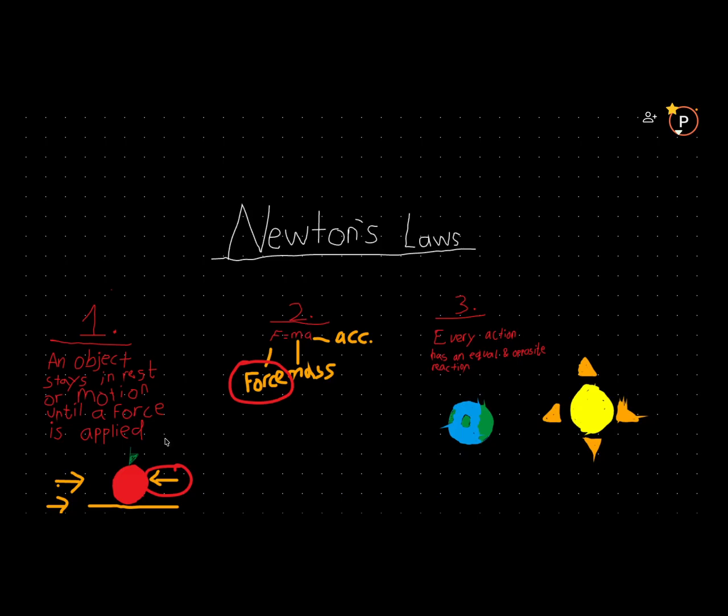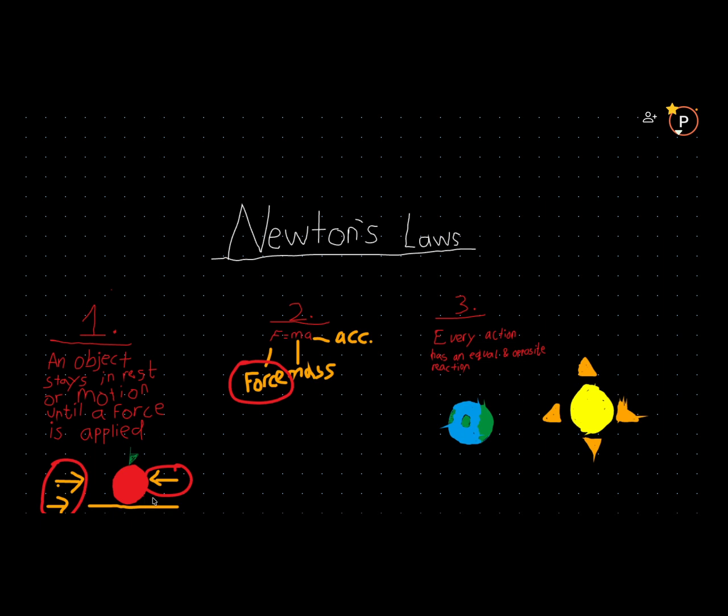This means that if an object is already in motion, it will tend to stay in motion until an opposing force, like these arrows over here, is applied. Like suppose this is you pushing an apple for some reason, then these have to be air resistance and drag for the apple to eventually stop.